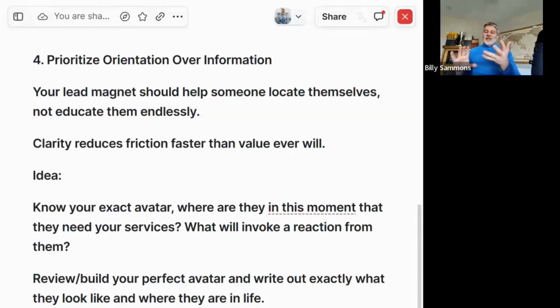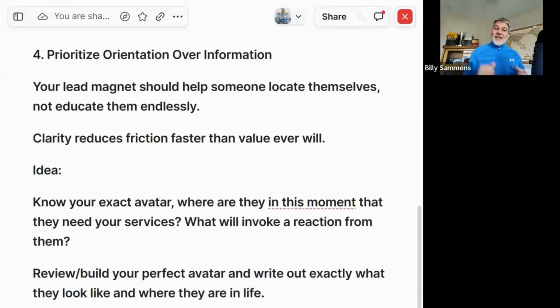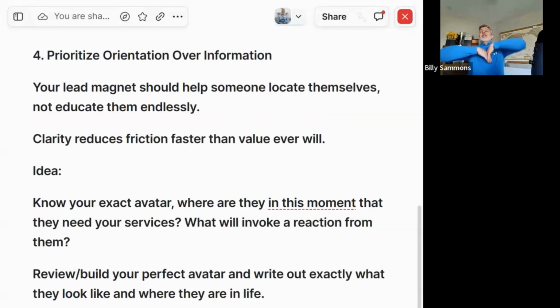What situation are they in? What's their day look like? What kind of problems are they having? What's their family life? And you need to be able to hit them exactly where they are, because if you know in that moment you're giving them the service and things they need, you're not just spamming the information, because everybody has the information these days. You need to invoke a reaction from them. So that's the problem. That's the idea.